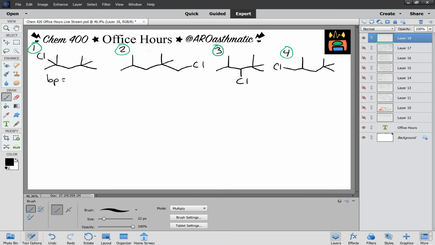The boiling point of number 1 was 149 degrees. The boiling point for number 2 was 154 degrees C. Number 3 has a boiling point of 147. And then finally, number 4 had a boiling point of 158 degrees Celsius.